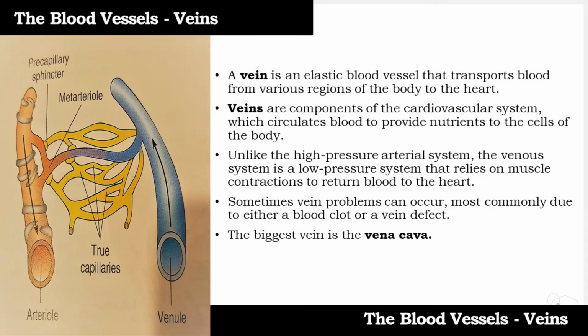The vein. A vein is an elastic blood vessel that transports blood from various regions of the body to the heart. Unlike the high-pressure arterial system, the venous system is a low-pressure system that relies on muscle contractions to return blood to the heart. Sometimes vein problems can occur, most commonly due to either a blood clot or a vein defect. The biggest vein is called the vena cava.